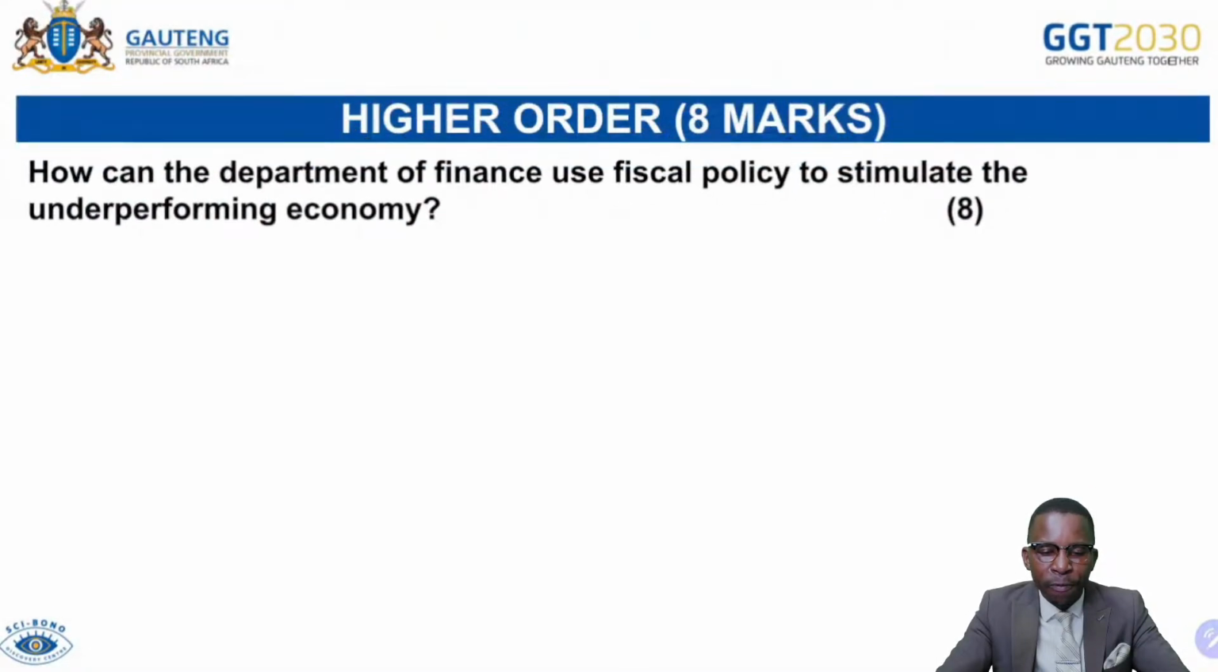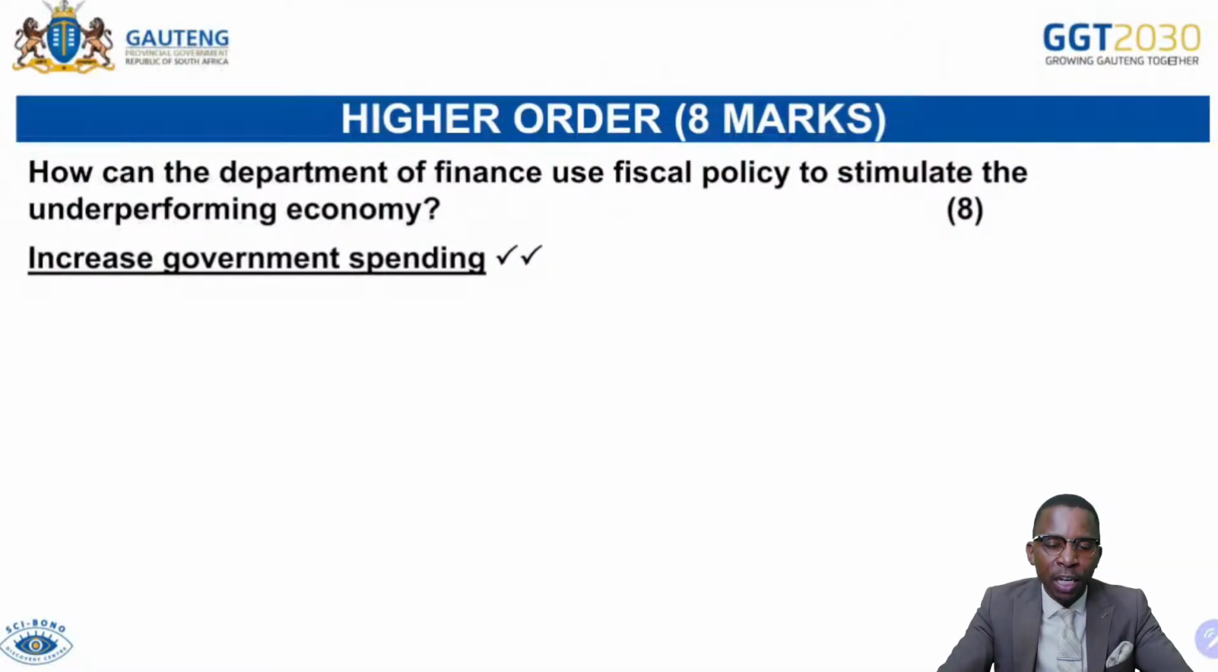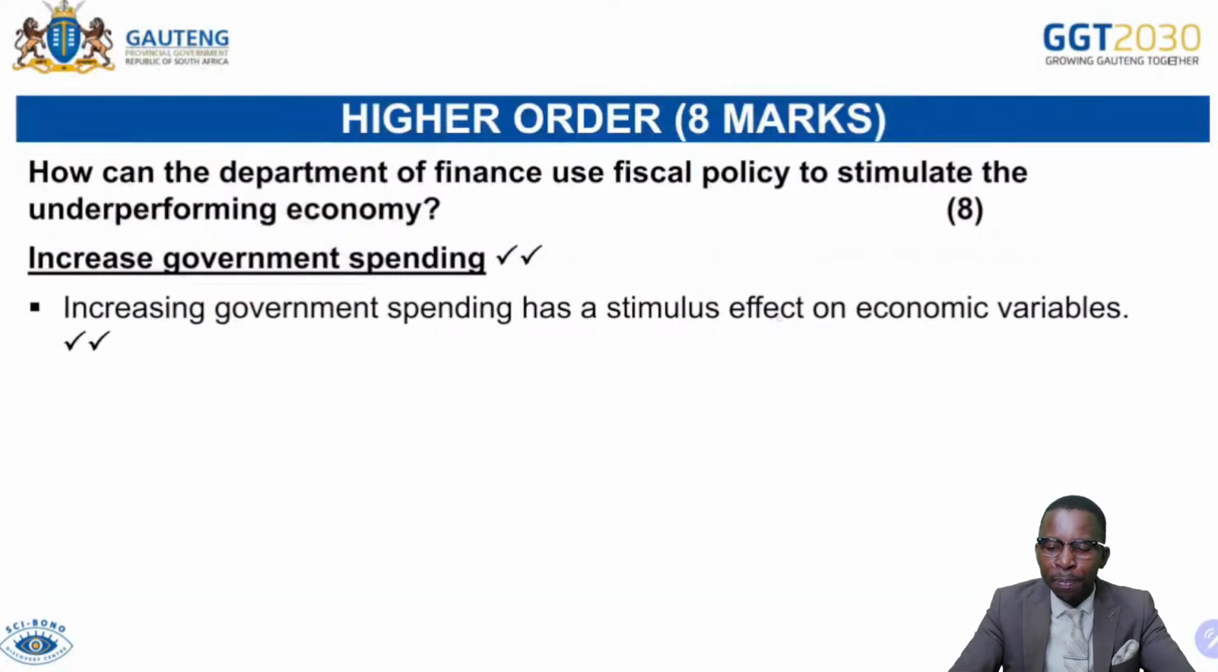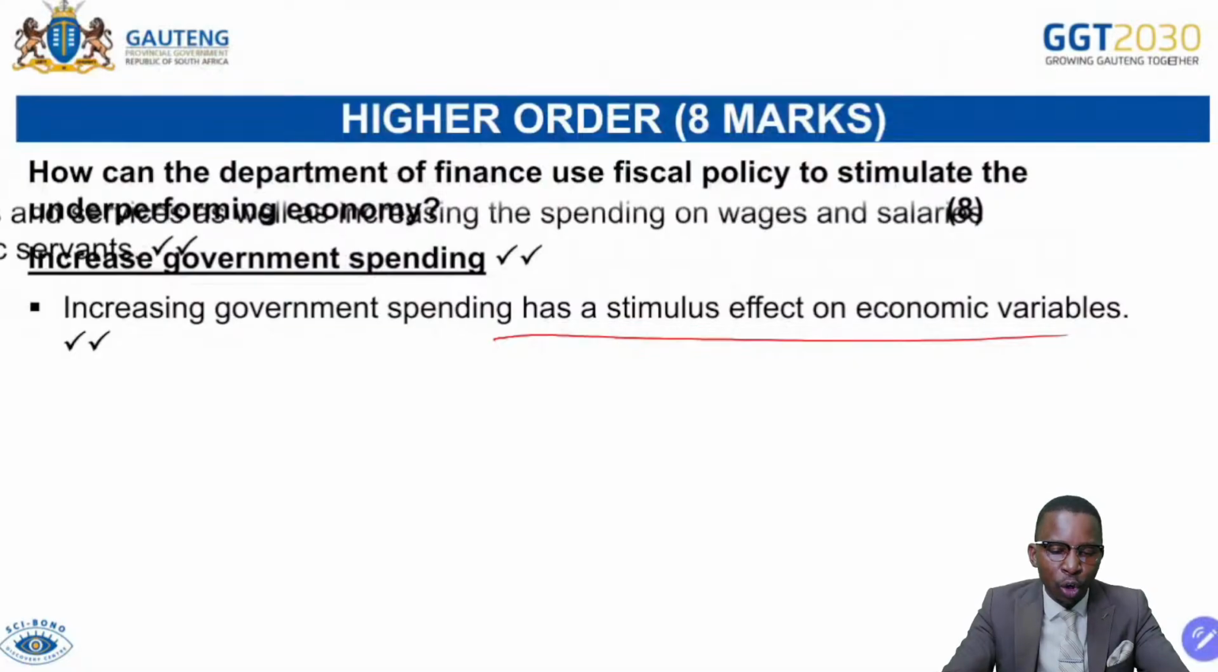We continue. How can the Department of Finance use fiscal policy to stimulate the underperforming economy? In this situation, they can implement expansionary fiscal policy by increasing government spending. So the state can intervene by increasing its spending on different economic variables, maybe infrastructure development, job creation, social transfers, etc., or subsidies given to businesses. That can lead to the increase in economic activities.